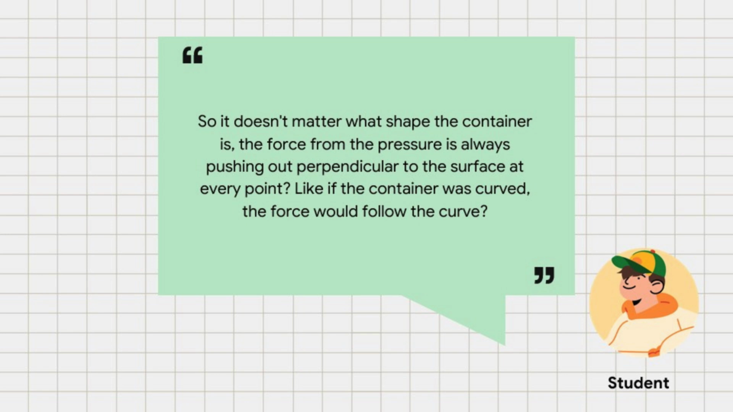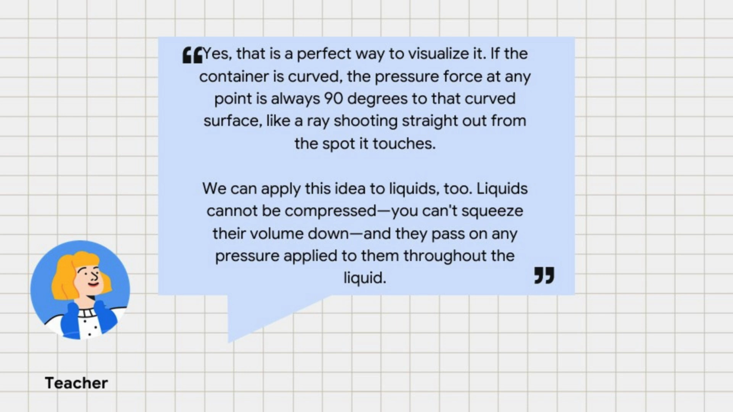So it doesn't matter what shape the container is, the force from the pressure is always pushing out perpendicular to the surface at every point? Like if the container was curved, the force would follow the curve? Yes, that is a perfect way to visualize it. If the container is curved, the pressure force at any point is always 90 degrees to that curved surface, like a ray shooting straight out from the spot it touches.